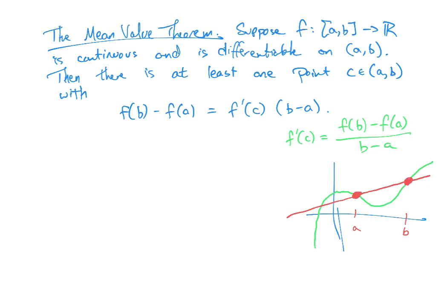The slope of that line is f of b minus f of a divided by b minus a, because it's, you know, just your rise over run formula, or however you learn to call it. Okay, and the mean value theorem says somewhere in here there's a point whose tangent line has the same slope. I don't know, I'm going to call it that point.